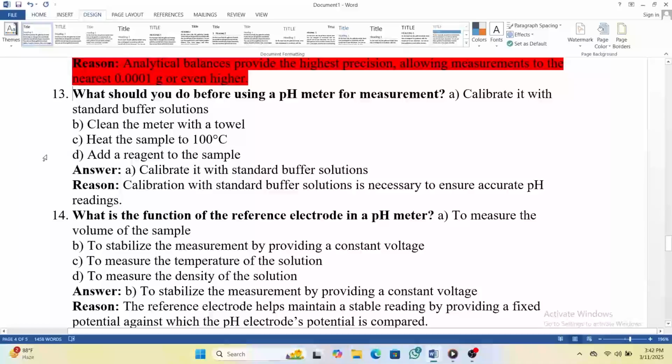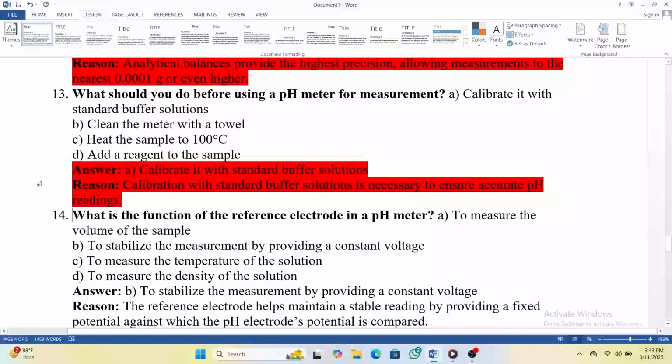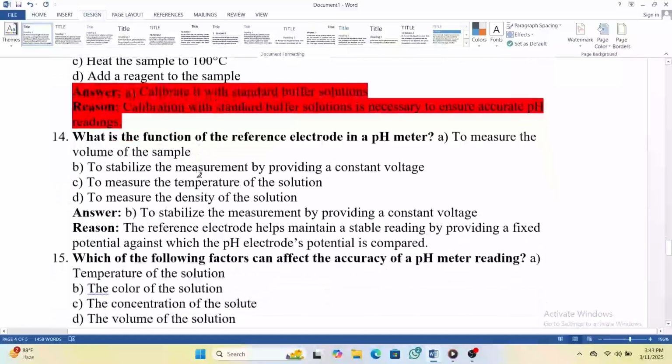13. What should you do before using a pH meter for measurement? A. Calibrate it with standard buffer solutions. B. Clean the meter with a towel. C. Heat the sample to 100 degrees Celsius. D. Add a reagent to the sample. Answer: A. Calibrate it with standard buffer solutions. Reason: calibration with standard buffer solutions is necessary to ensure accurate pH readings.